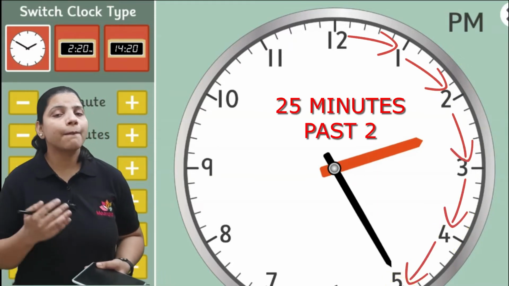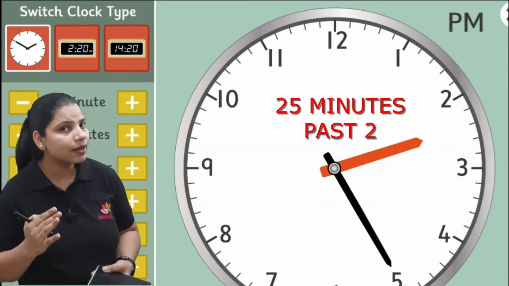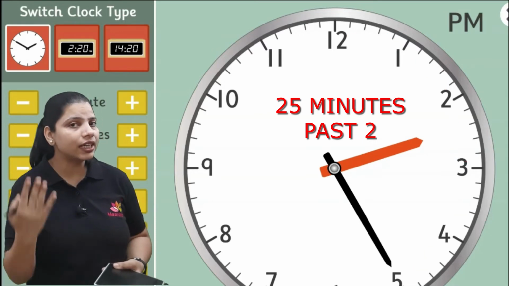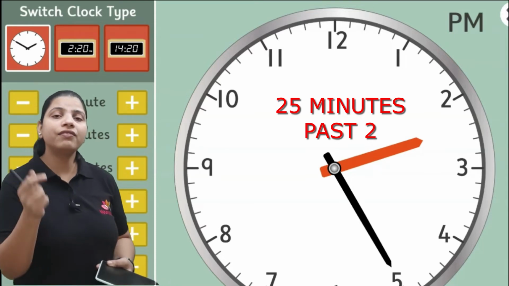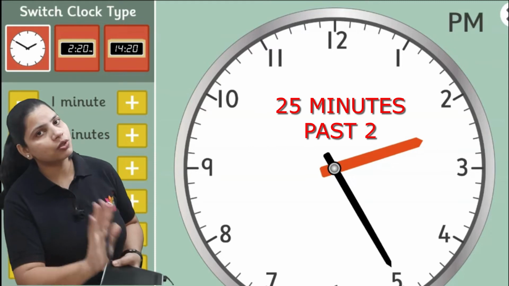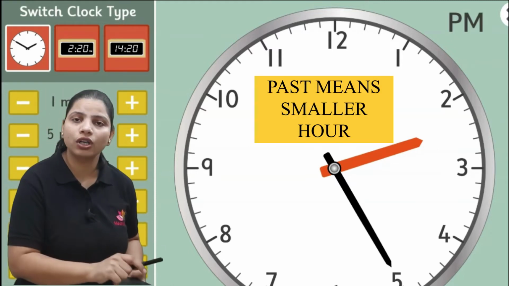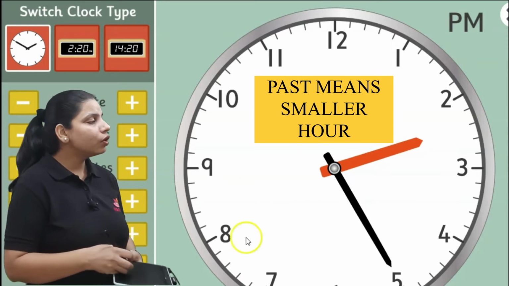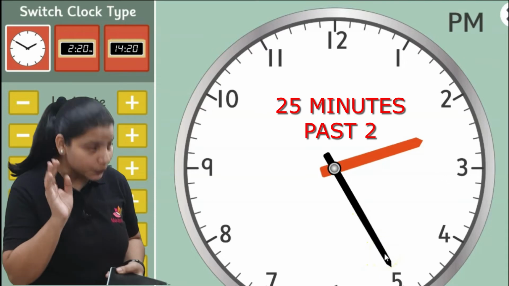25 minutes past 2 or 3? Tell me fast. Our minute hand is pointing towards smaller numbers only. It's the smaller side. When we use past, we always use the smaller number for our hour hand also. Past for smaller numbers. So this time, 25 minutes past 2.